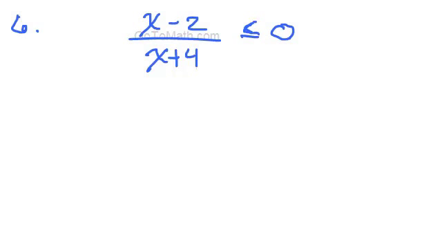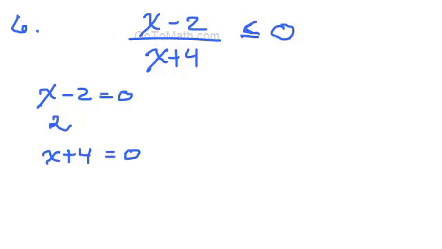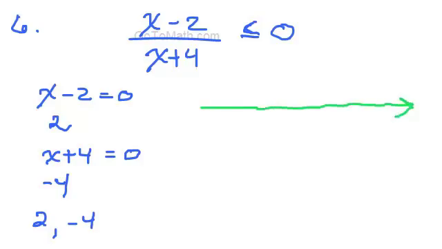So what we're going to do is first start off with the x minus 2. Set that equal to 0, so the real zero of that is going to be 2. Plug 2 in, you get 2 minus 2 is 0. And then we'll look at x plus 4. Set that equal to 0, solve for x, so that's going to be negative 4. So the real zeros are 2 and negative 4.